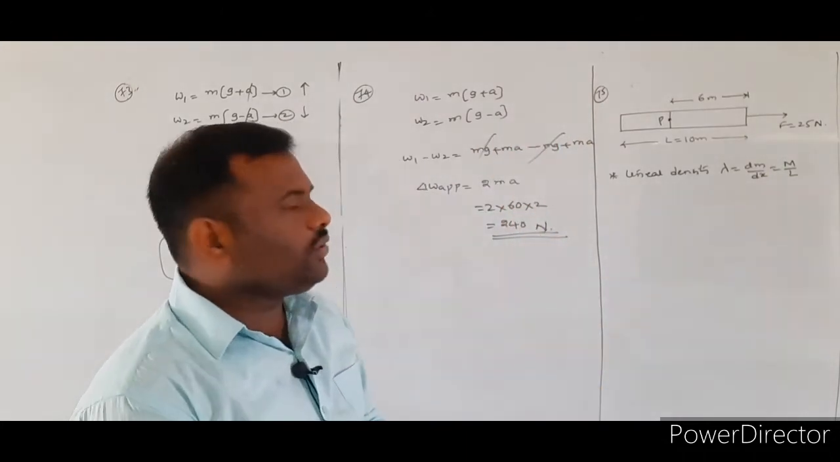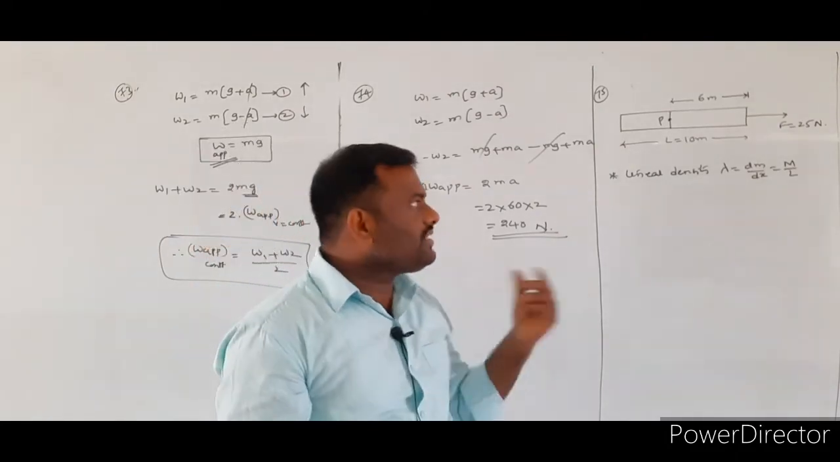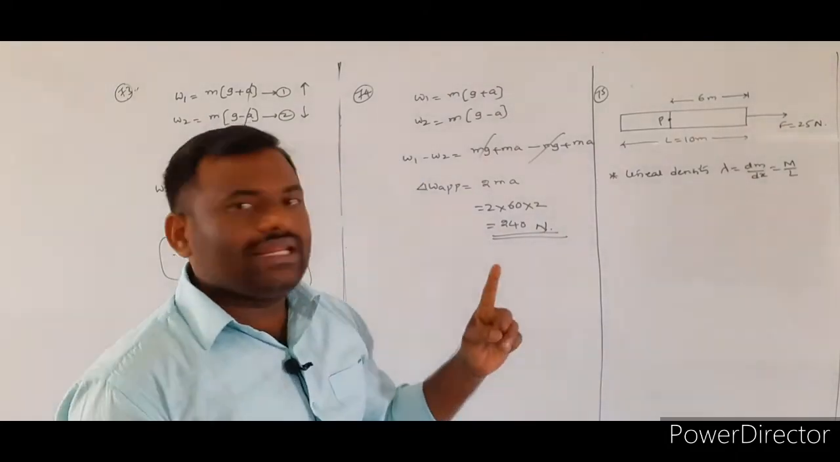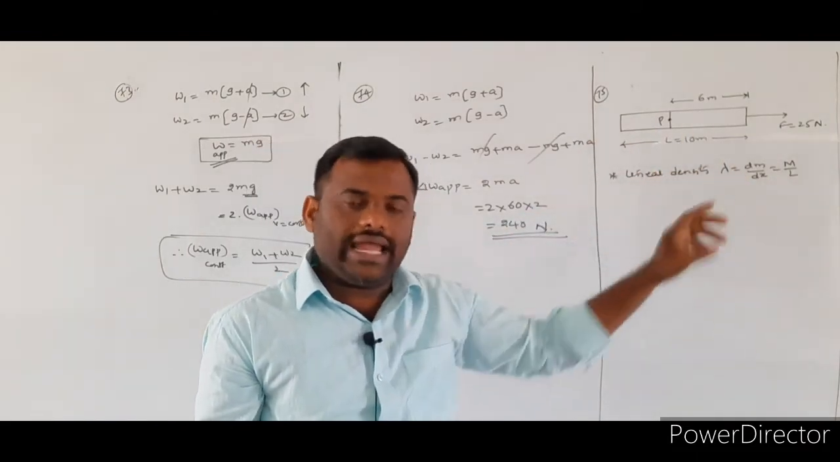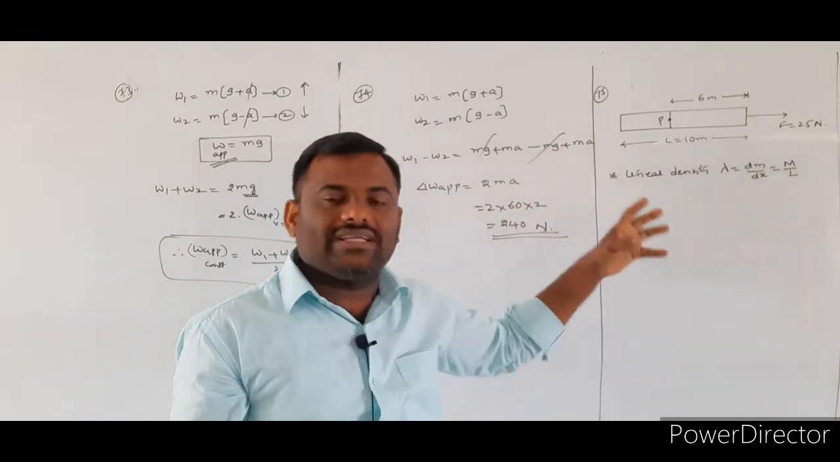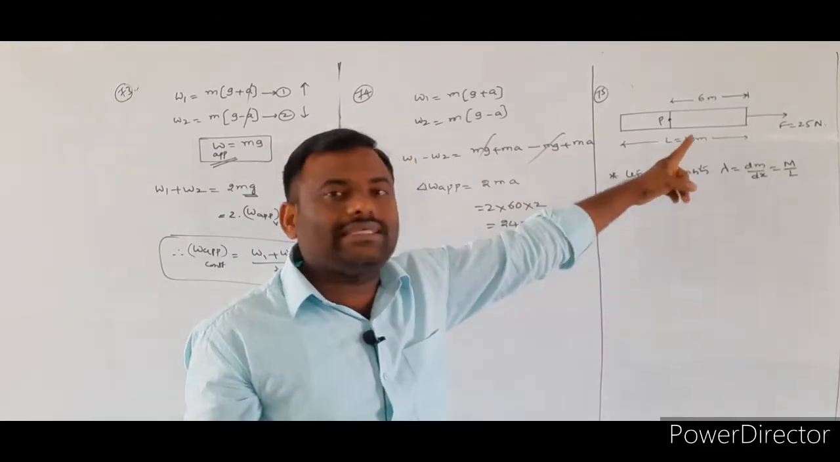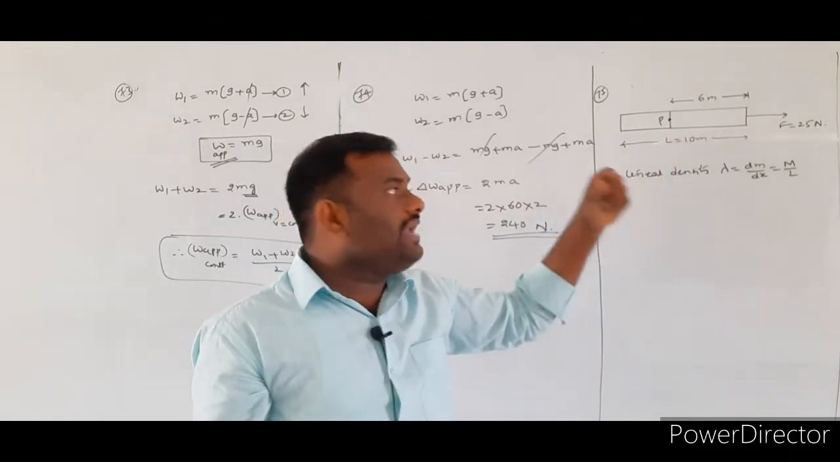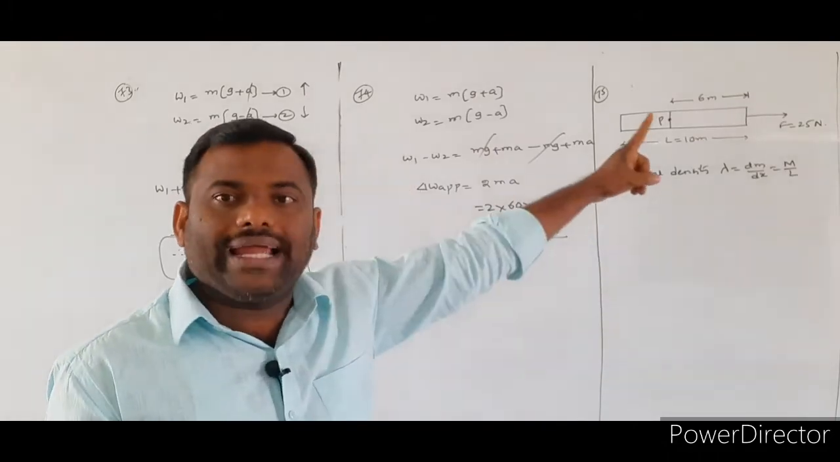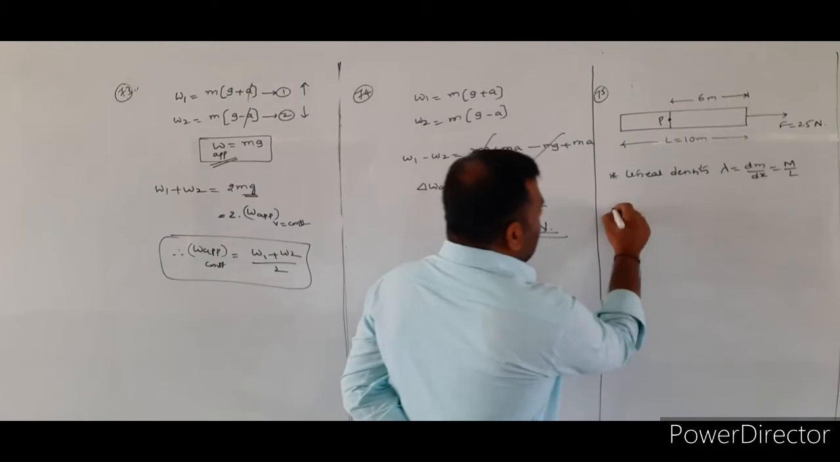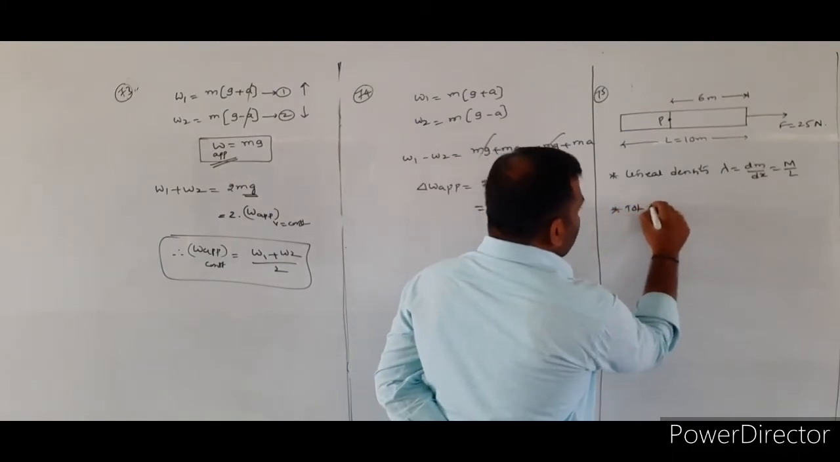Before solving this numerical, first we will calculate the total mass of the thread. Over the total mass of the thread or rope we are applying some external force, so we have to calculate the acceleration produced by the applied force. So I will calculate the total mass of the rope.